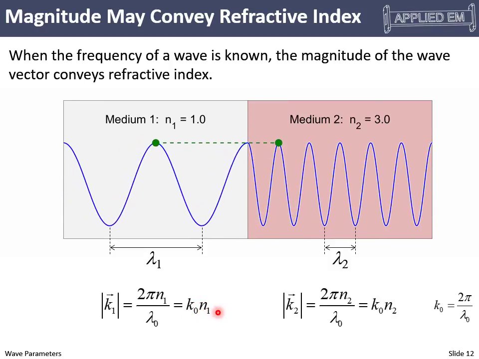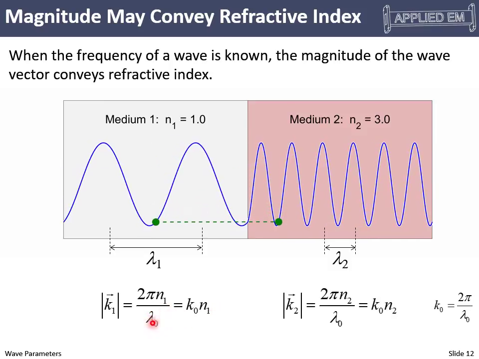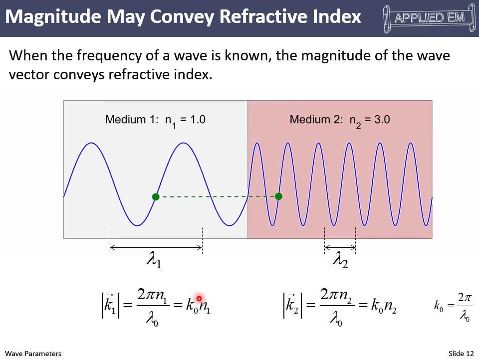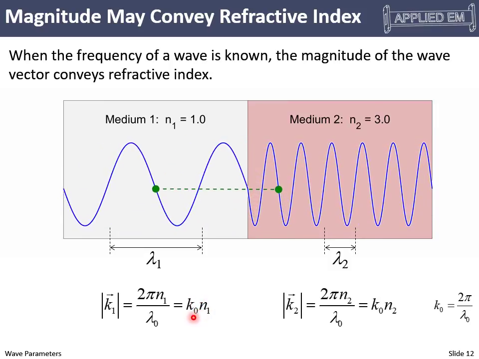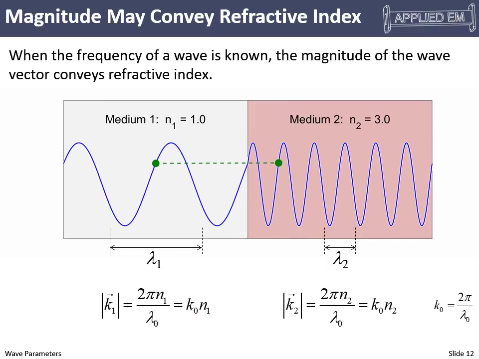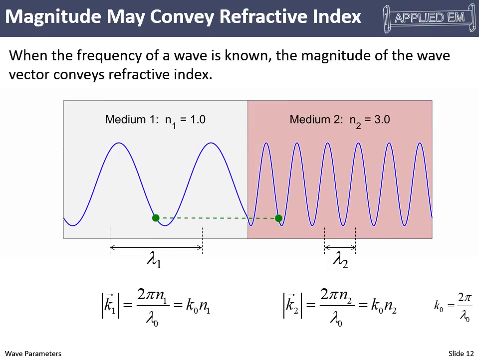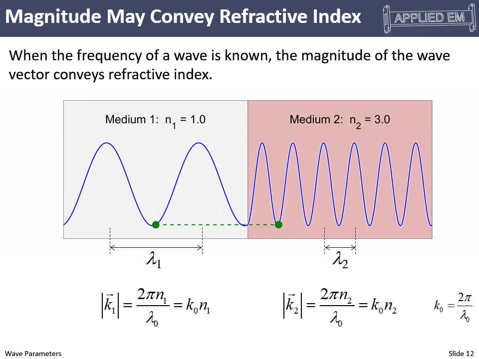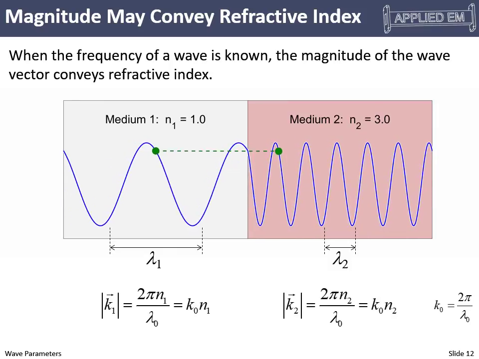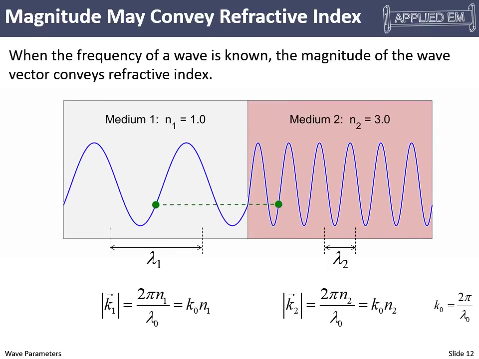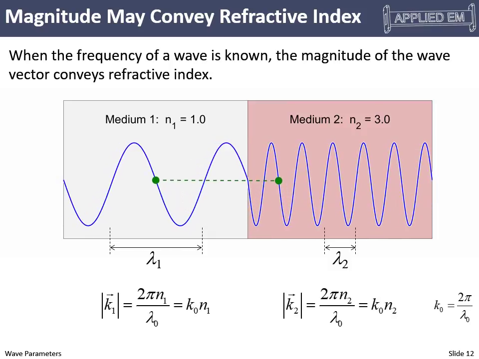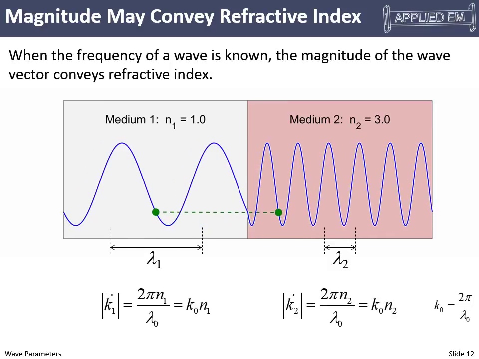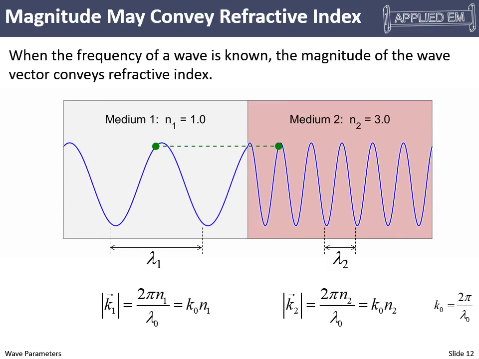So when frequency is known, that means this wavelength is known, and k naught's a constant. The magnitude now of the wave vector conveys refractive index. Of course, it's multiplied by a constant, but in terms of the information it's conveying, that's not necessarily important. So the magnitude of the wave vector changes on both sides, and since we know the frequency and that's constant, the magnitude of the wave vector on both sides of these interfaces conveys refractive index on both sides of the interface. I know this is sort of confusing, but the more practice with these wave vectors we get, the easier this will come.